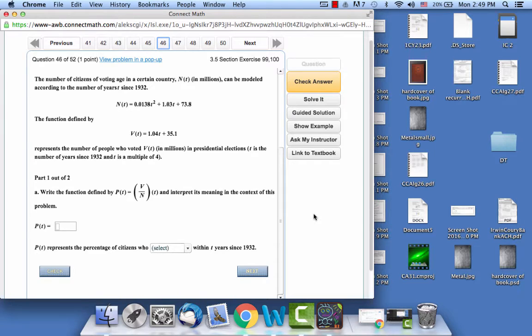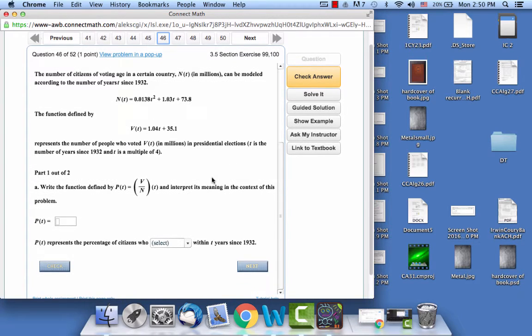Okay, so for this one, we're given the number of citizens of voting age in a certain country in millions. This is a model for it. This is another function which represents the number of people who voted in millions. So this is who can vote, this is who did vote. We want to write the function defined by V over N and then decide what it means.